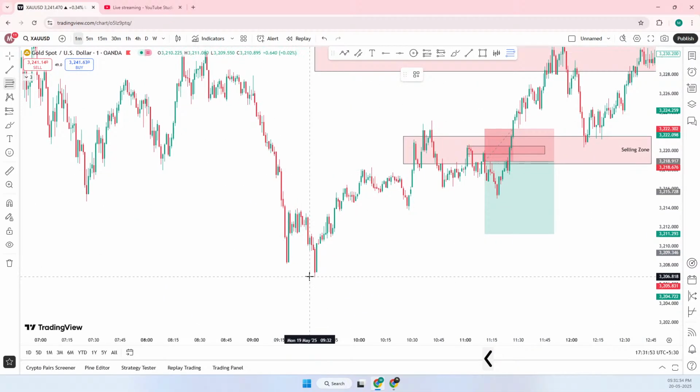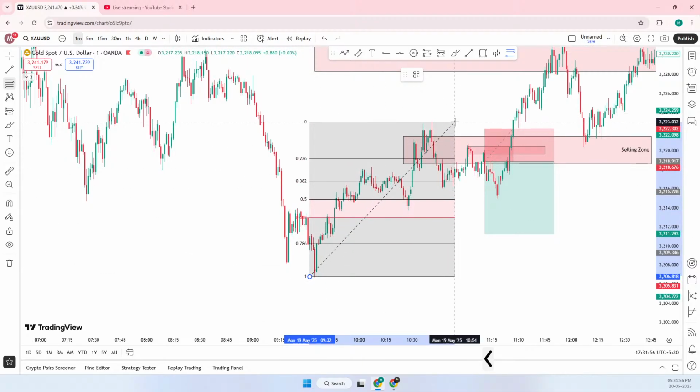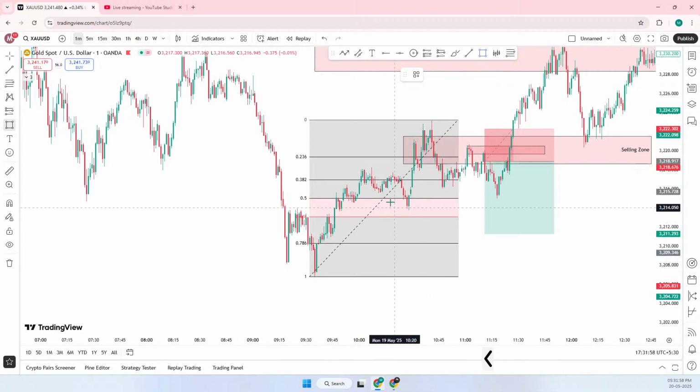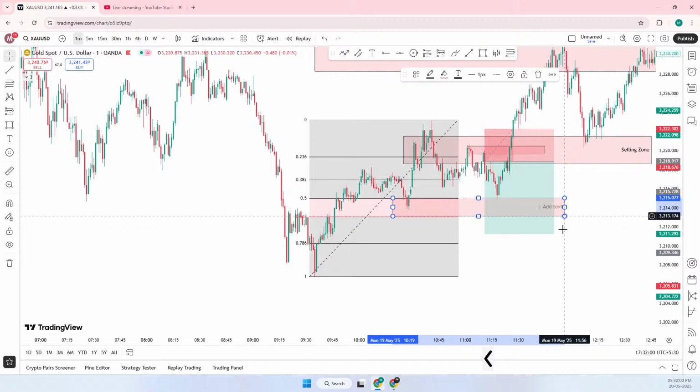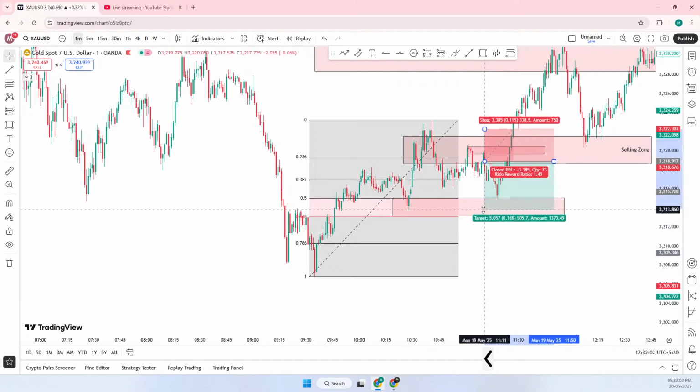The first target should be like, there is a swing low here and there is a swing high here, right? So this is going to be like the buy zone for the market, right? So we have to plan our trade, I mean the first target, somewhere around here, right?